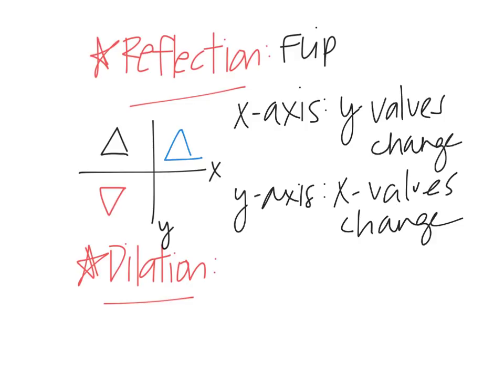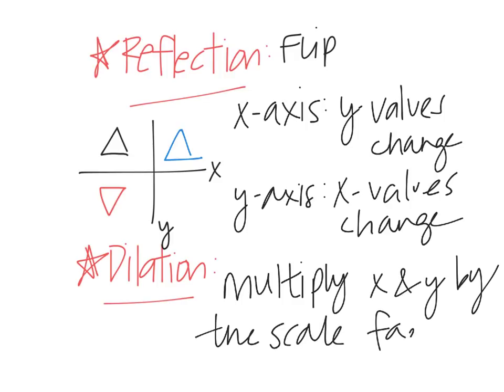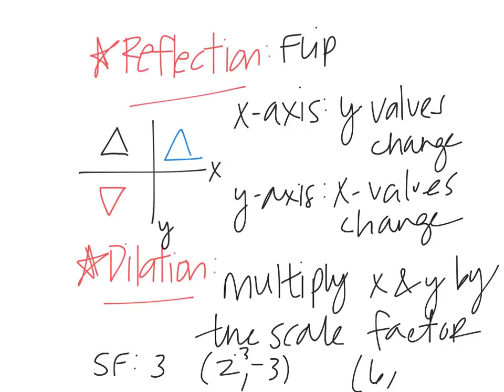Okay, finally dilation, you just have to multiply x and y by the scale factor. So like, let's say scale factor is 3, and we have 2, negative 3. 2 times 3 gives you 6. Negative 3 times 3 is negative 9.